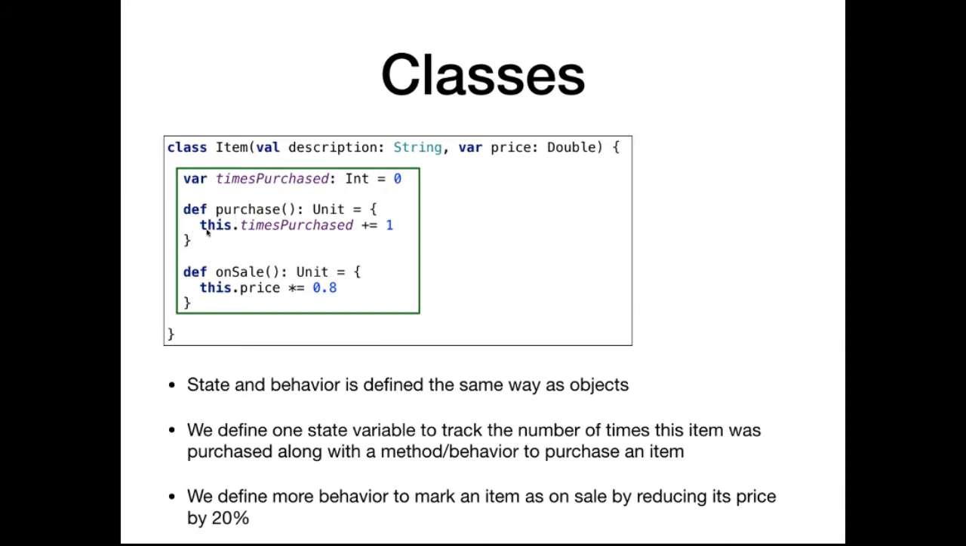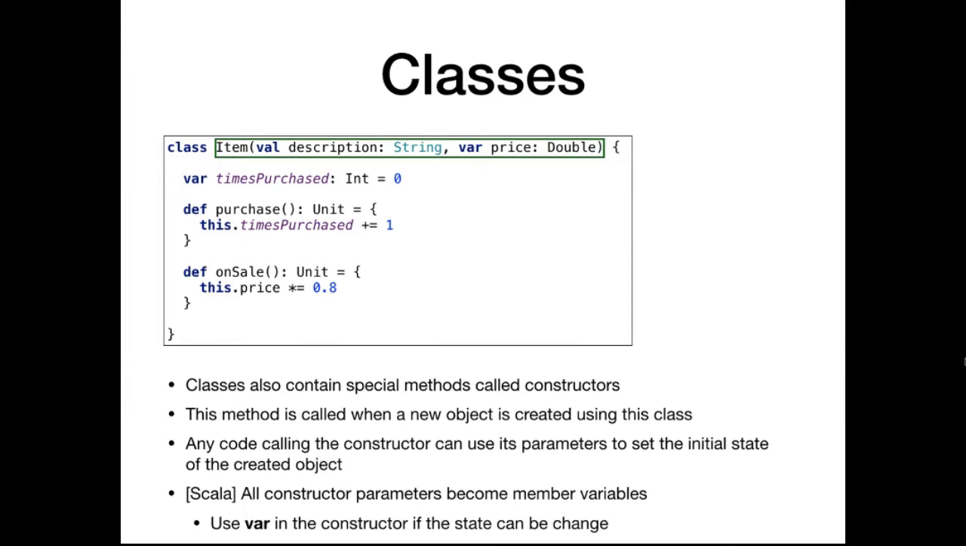We have the keyword this to be able to access the state variables. And we have methods with side effects. And we get all that same good stuff that we had with objects. The new thing here is what's called the constructor method. This is a special method that's going to be called when we create new objects of this type. So when we create an item, we want to know two pieces of information in this case. I want to know the description, and I want to know the price.